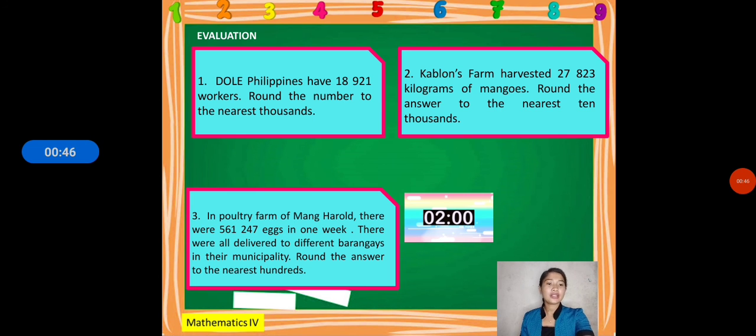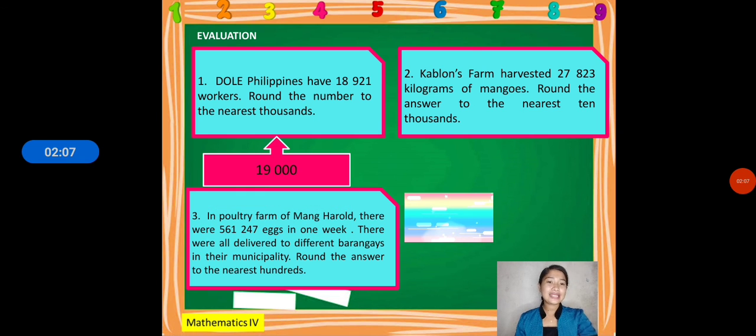Your timer starts now. Time's up! Okay, let's answer number 1. The whole Philippines have 18,921 workers. Round the numbers to the nearest thousands. Okay, the answer is 19,000. Okay, number 2. Cablon's farm harvested 27,823 kilograms of mangoes. Round the answers to the nearest 10 thousands. The answer is 30,000.